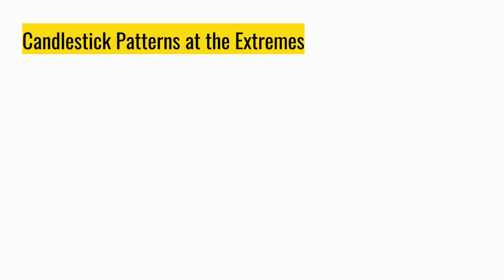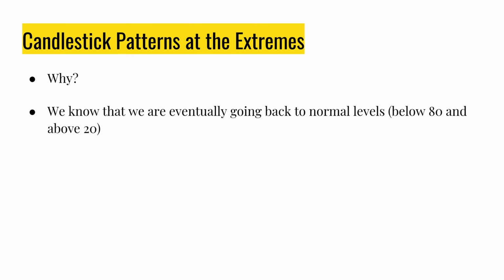To conclude this video, candlestick patterns at the extremes of oscillators work especially well. Why does this happen? This happens because we know that price will eventually go back to normal levels. All we need is a little stimulus, and if traders see a pattern forming, this usually is the catalyst to push things back below or above the extremes. It's kind of like a self-fulfilling prophecy.